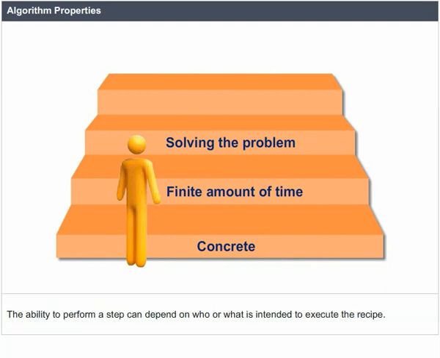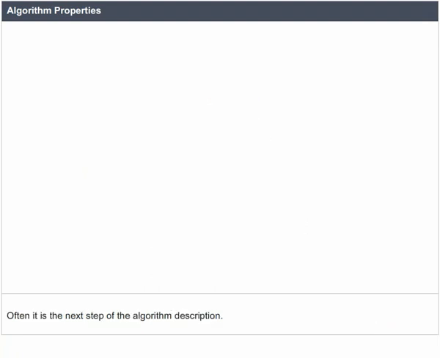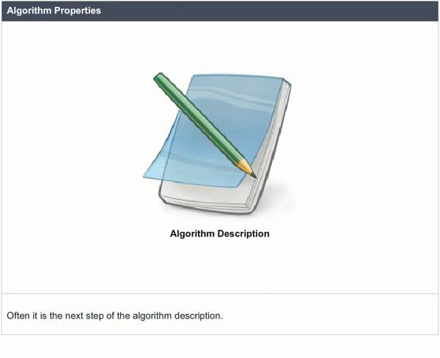The ability to perform a step can depend on who or what is intended to execute the recipe. For example, the steps of a cookie recipe in a cookbook might be considered sufficiently concrete for instructing a human cook, but not for programming an automated cookie-making factory. Often, it is the next step of the algorithm description.